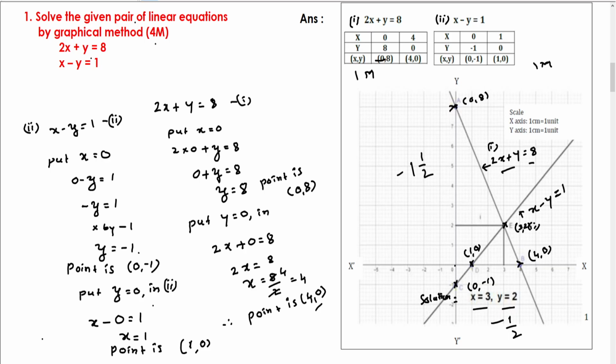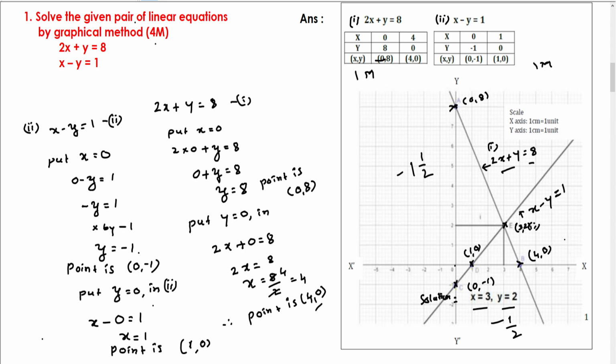Let us try to understand how to solve the problem by taking 1 or 2 examples here. Solve the given pair of linear equations by graphical method. Questions will be very simple. Generally, most of the questions will be intersecting type of lines. First of all, you have to write the equation like this, 2x plus y is equal to 8, first equation. And you have to just get 2 points. Now let us take the first equation. Put x is equal to 0.